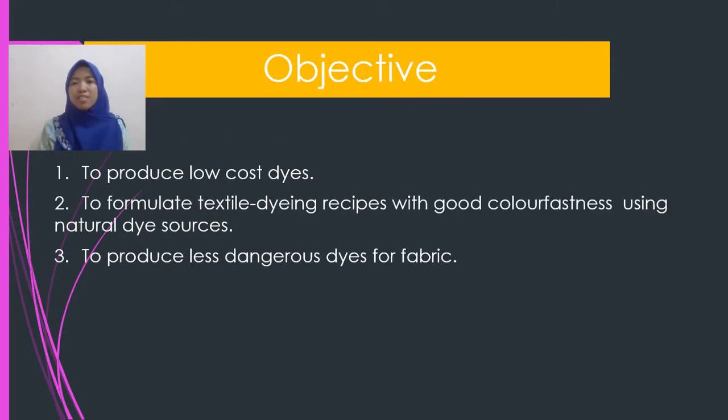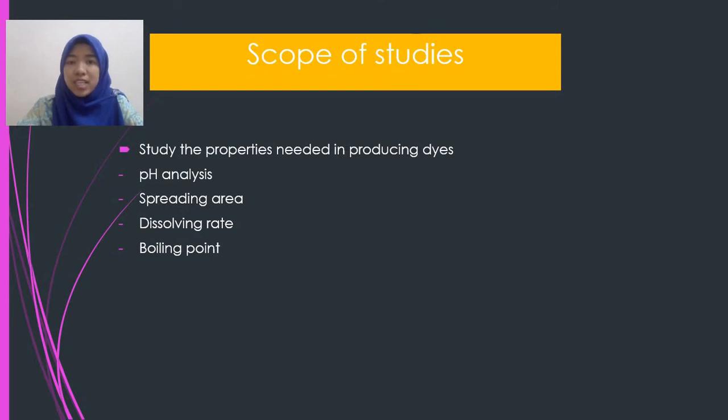So we have three objectives for this research. Number one is to produce low-cost dyes. Number two, to formulate textile dyeing recipes with a good color fastness using natural dye sources, which are turmeric and Asian pigeon wings. And the last one, to produce less dangerous dye for the fabric. So this research will study the properties that we need in producing dyes, such as pH analysis, spreading area, dissolving rate, and the boiling point.